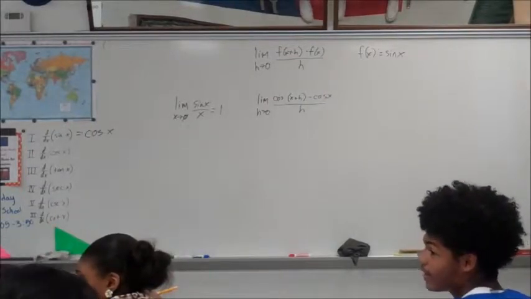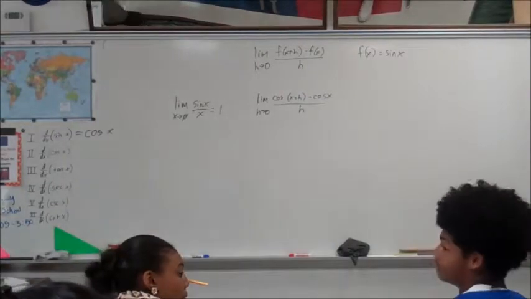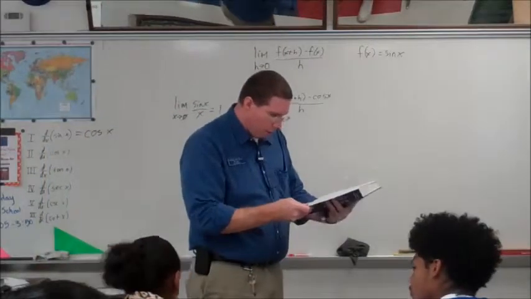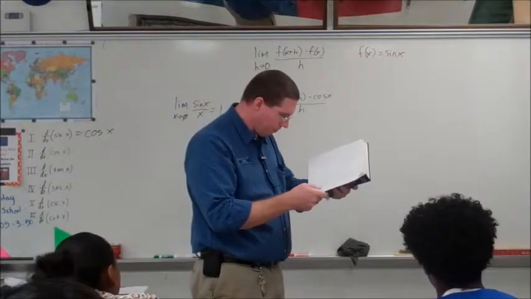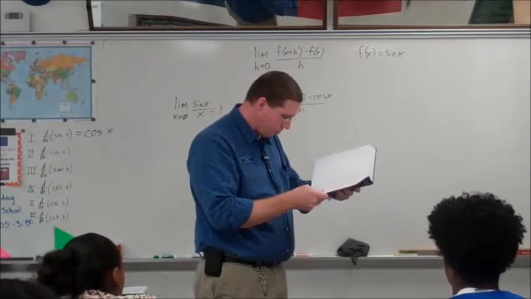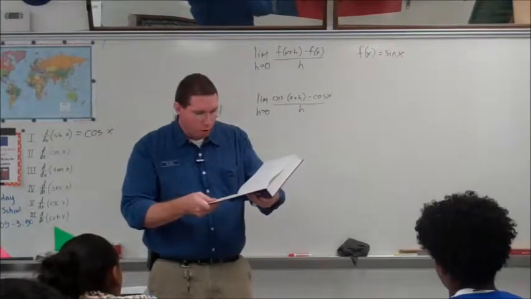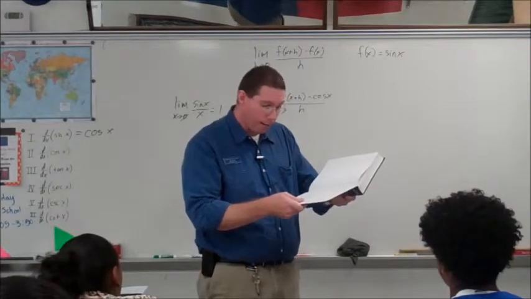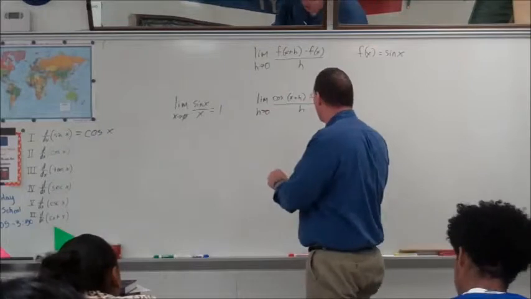And we'll go to our identities, our sum identities. Here we go, sum identities in the back maybe. Sum to product, no, that's not what I want. Oh, here it is, sum and difference formulas. Cosine of u plus v is equal to cosine u cosine v minus sine u sine v. There we go.